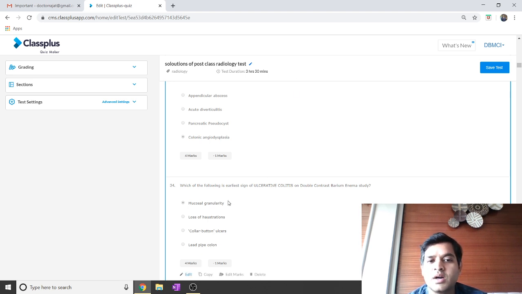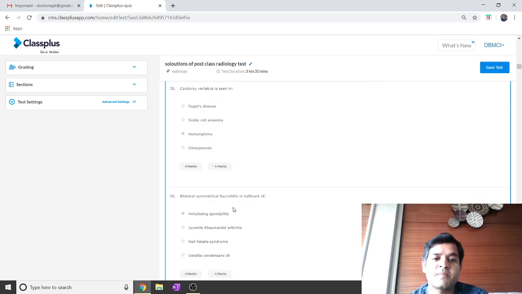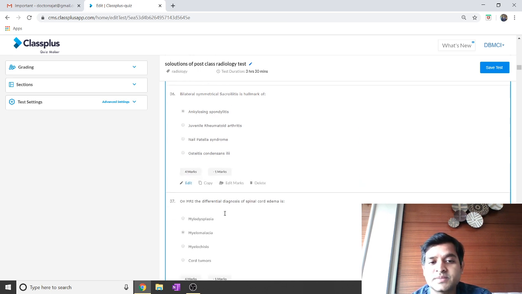Which of the following is the earliest sign of ulcerative colitis? Please remember the answer is mucosal granularity. It is not loss of haustration as given in some of the books. Quadrant vertebra on a radiograph is a feature of hemangioma. If you take a CT scan, this appearance is called as polka dot appearance. Bilateral symmetrical sacroiliitis is a hallmark feature of ankylosing spondylitis.